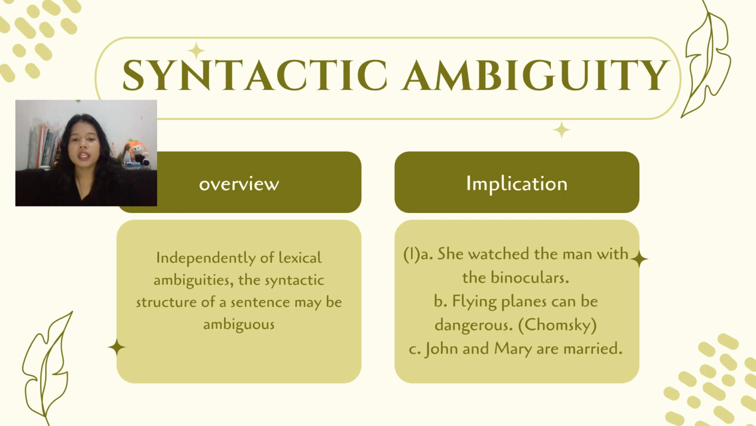There are two possibilities here. First, John and Mary are married to each other, or John and Mary are married to other people. So this is what we call syntactic ambiguity, because it has different meanings in one sentence. I'm sorry.